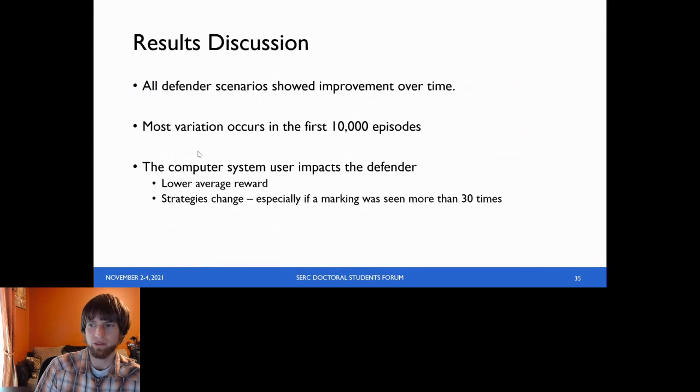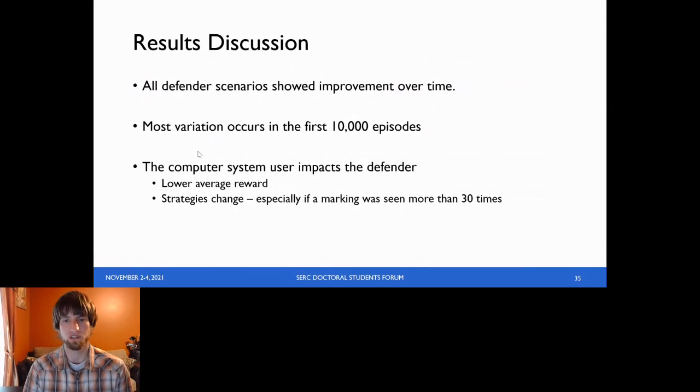Just to recap the reinforcement learning results, the defender reward increased over time. Most of the variation, again, occurs within the first 10,000 episodes. Representation for the computer system user lowers the average reward and changes the defense strategies. This is especially true if we see the same state more than 30 times, then it's almost certain that the defender will change their strategy.